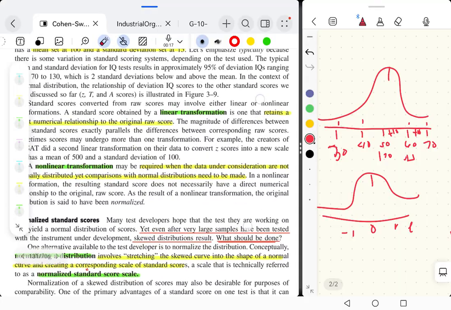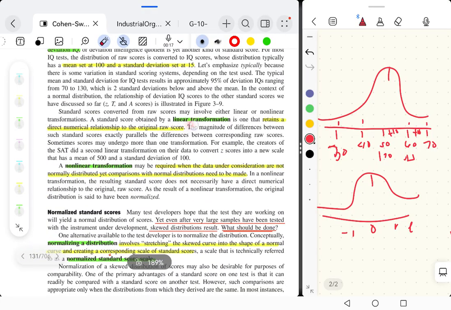So we also have linear transformation. Standard scores converted from raw scores may involve either linear or non-linear transformation. A standard score obtained by a linear transformation is one that retains a direct numerical relationship to the original raw score. So when you change it, for example, from T-score to A-score, the transformation of that is linear.